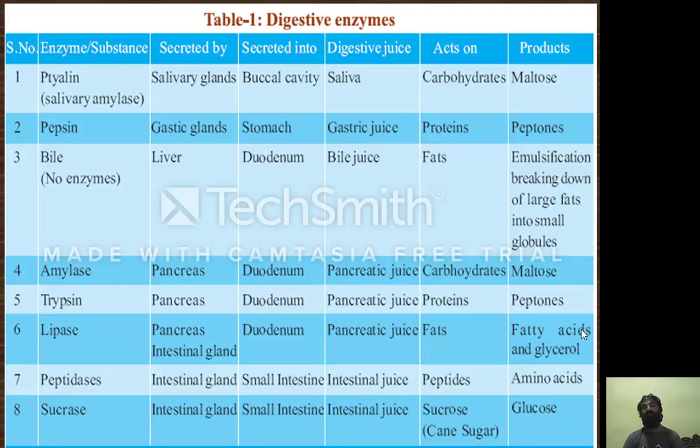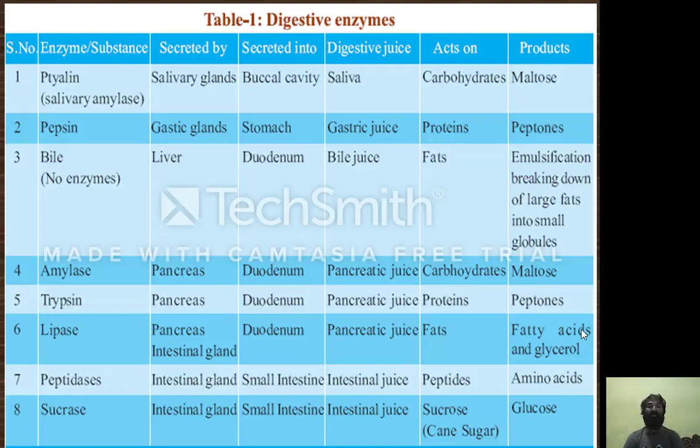These digested fatty acids, glycerols, amino acids and glucose are absorbed by the small intestine and reach the blood. Through the blood, the molecules are supplied to each and every cell and utilized for the growth and development of the organism. This is the complete digestive enzymes table. Serial number 1 represents digestion at the mouth, serial number 2 represents digestion at the stomach, 3, 4, 5, 6 represent digestion at the duodenum, and serial numbers 7 and 8 represent digestion at the small intestine.